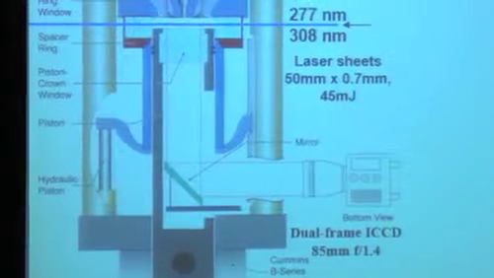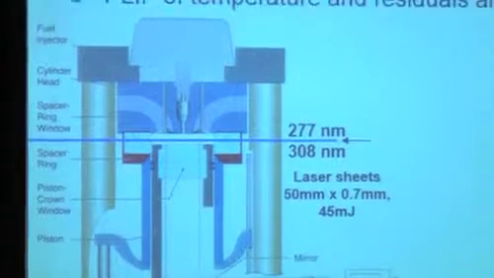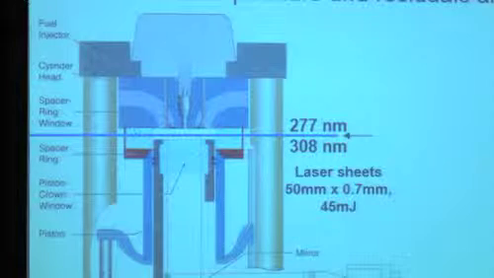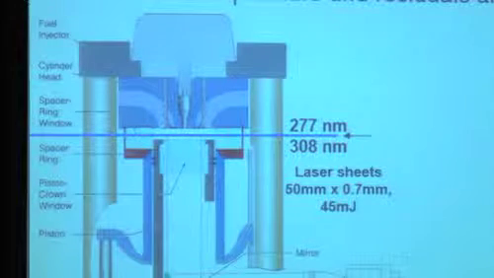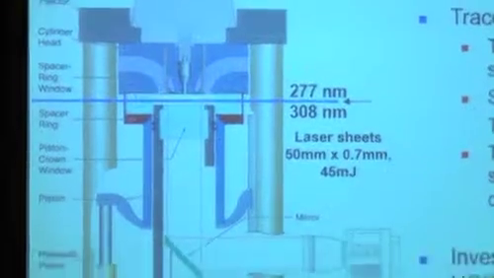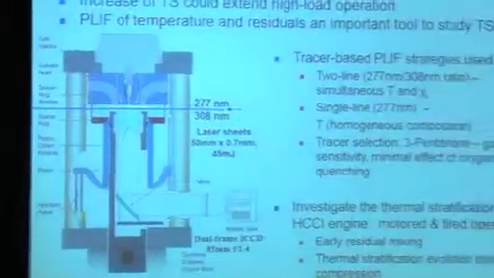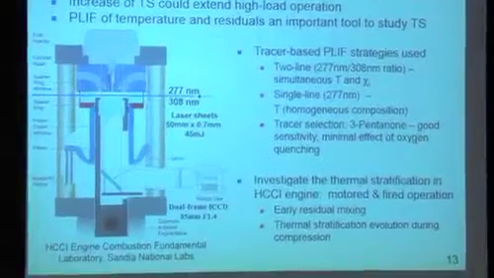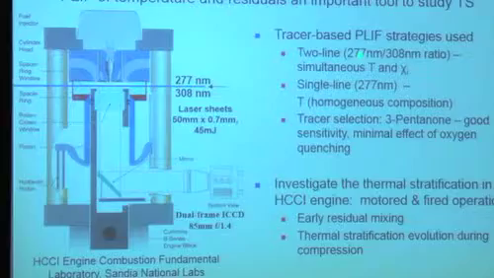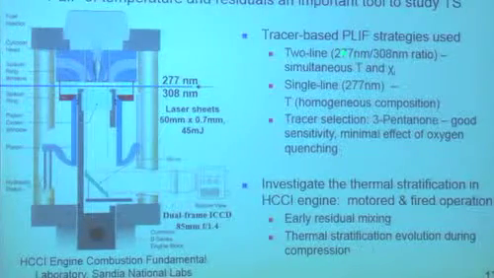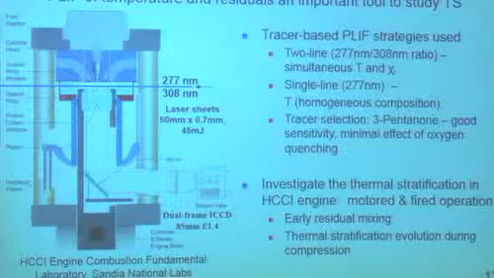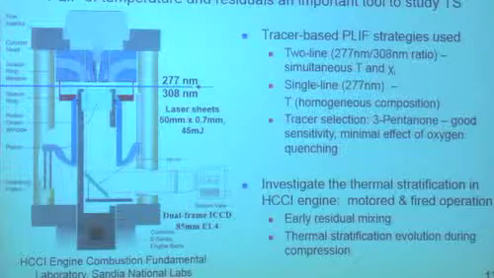And in homogeneous charge compression ignition, they're really interested in what the temperature is and how uniform it is as they do the compression. Because the idea is that you want to control the ignition in that engine, more like a diesel. So they used another wavelength pair, these 277-308, which you can get by a Raman shifter. So we did some photophysics to decide what colors to use. They used 3-pentanone as a tracer.